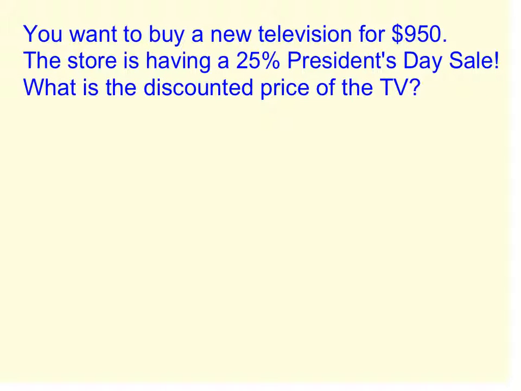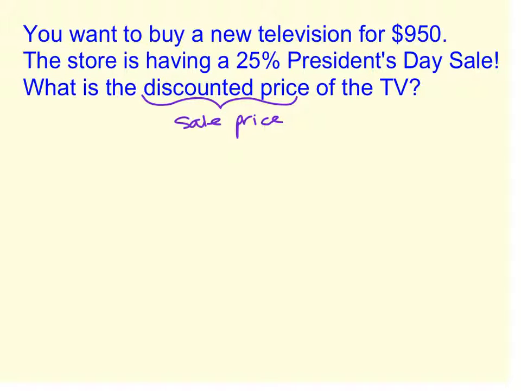All right, so here's an example. It might look kind of long. As I read through it, just write down the key information. You don't have to write this word for word. So it says that you want to buy a new television for $950. The store is having a 25% President's Day sale. What is the discounted price of the TV? So when they say what is the discounted price, they're asking for the sale price.